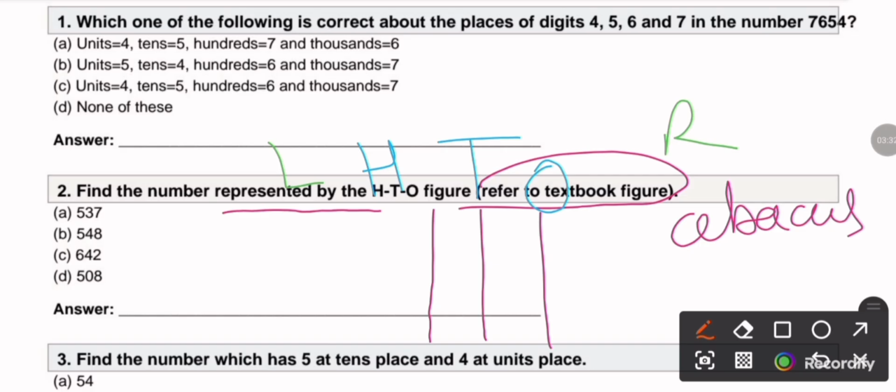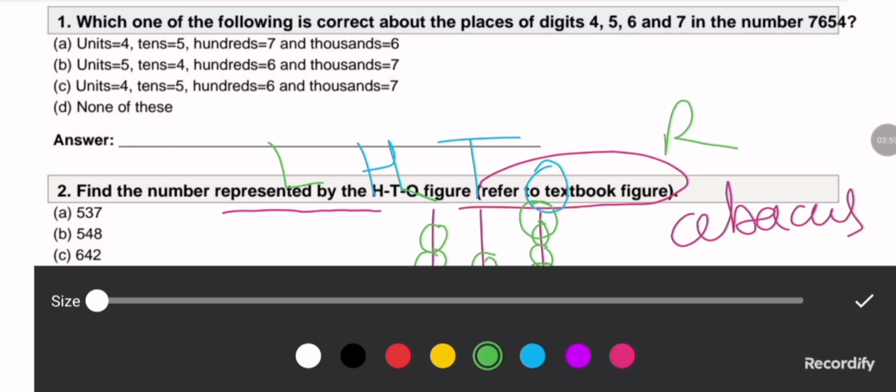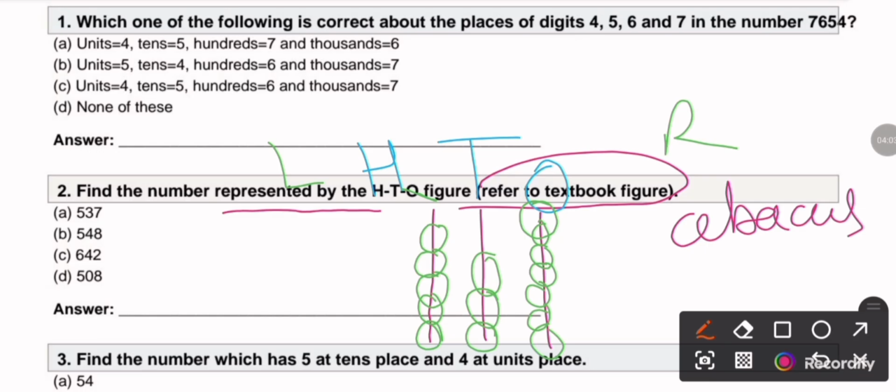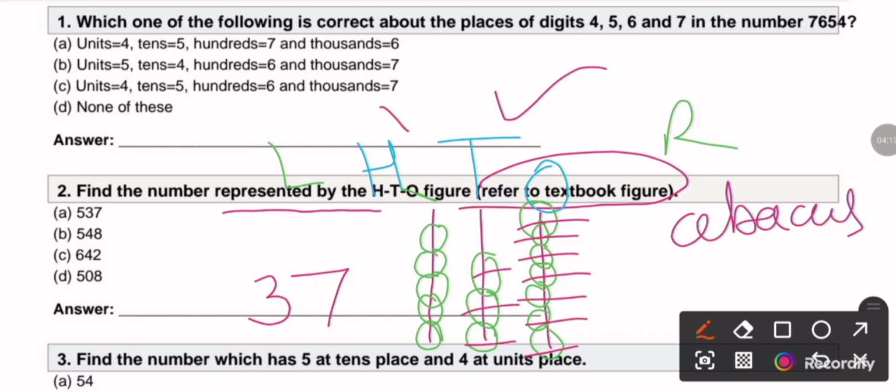At 1's place, how many weights? 1, 2, 3, 4, 5, 6 and 7. At 10's place, 1, 2, 3. At 100's place, 1, 2, 3, 4, 5. Let's count these weights from right hand side to left hand side. At 1's place, 7. At 10's place, 3. At 100's place, 5. So the correct option is A, 537.